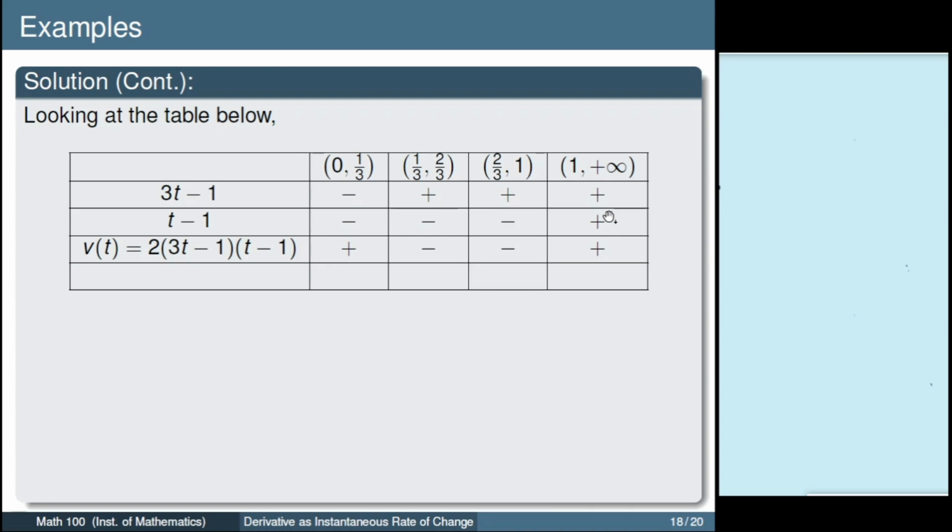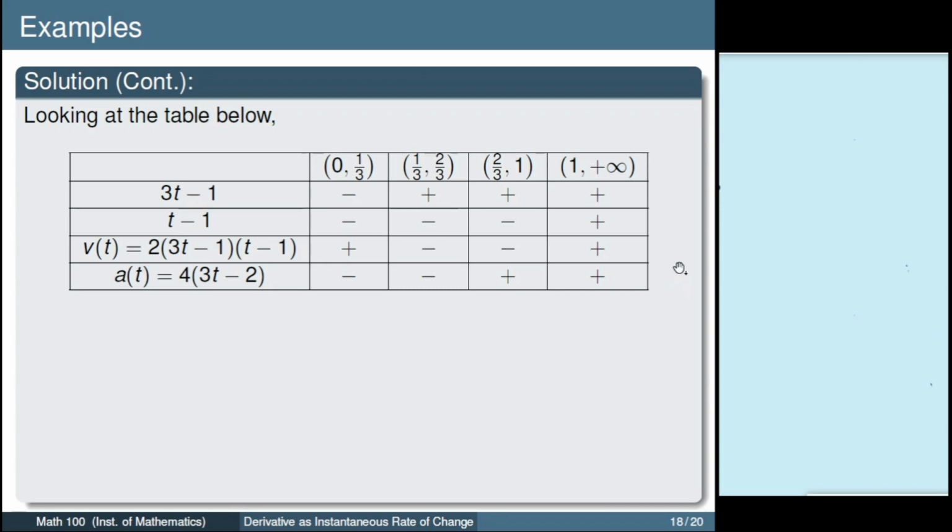And for a of t, so you have 4 times 3t minus 2. Using the same argument, 4 is always positive. It doesn't affect anything. Its sign doesn't affect the product. So you just look at the sign of 3t minus 2. The 0 of 3t minus 2 is 2/3. So that's this part. So everything to the left is negative. Everything to the right is positive. Okay? So there you go. You have the signs for v of t and a of t.